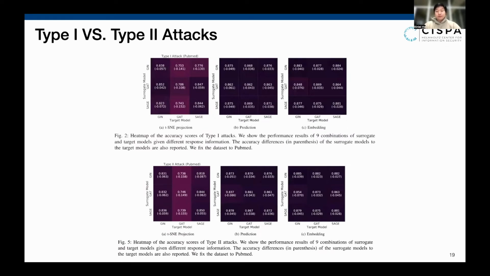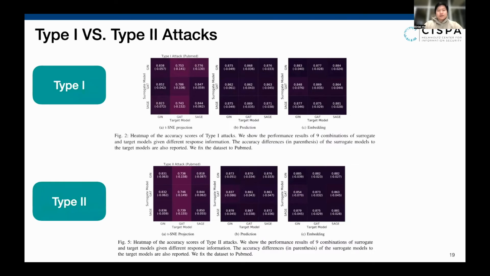We then compare the performance of type 1 attack and type 2 attacks. Here, the type 2 attack means we need to reconstruct the graph structure first and then use the reconstructed graph to query the target model. So in this figure, the first row denotes the type 1 attack and the second row denotes the type 2 attack. We find that type 1 and type 2 attack reach almost the same performance, and even in some cases, type 2 attack performs better. For instance, the surrogate model accuracy is 0.84 and 0.83 respectively in this case.